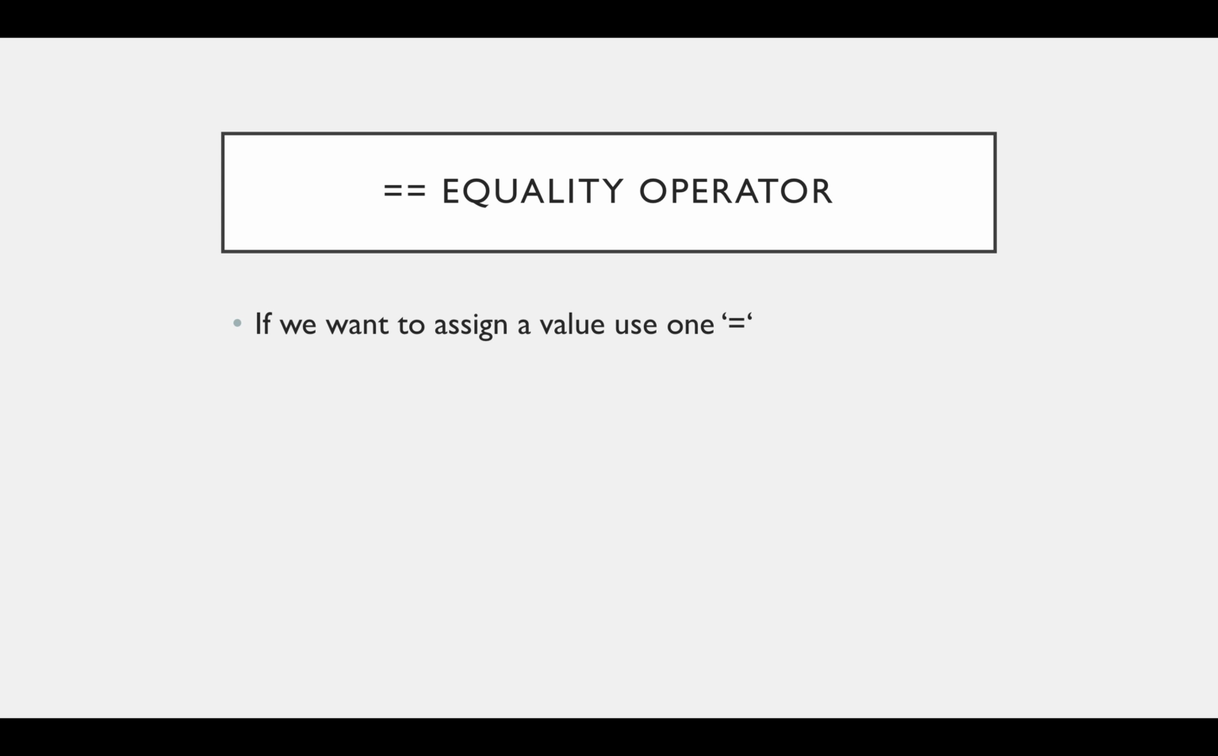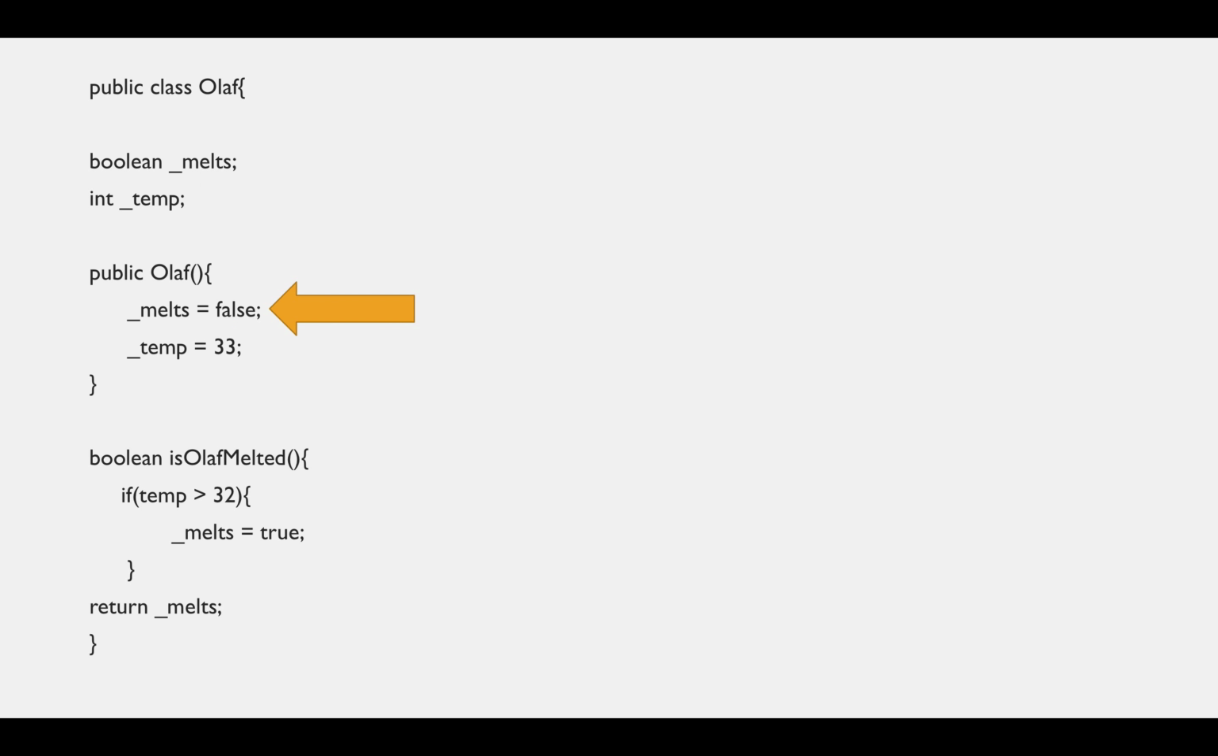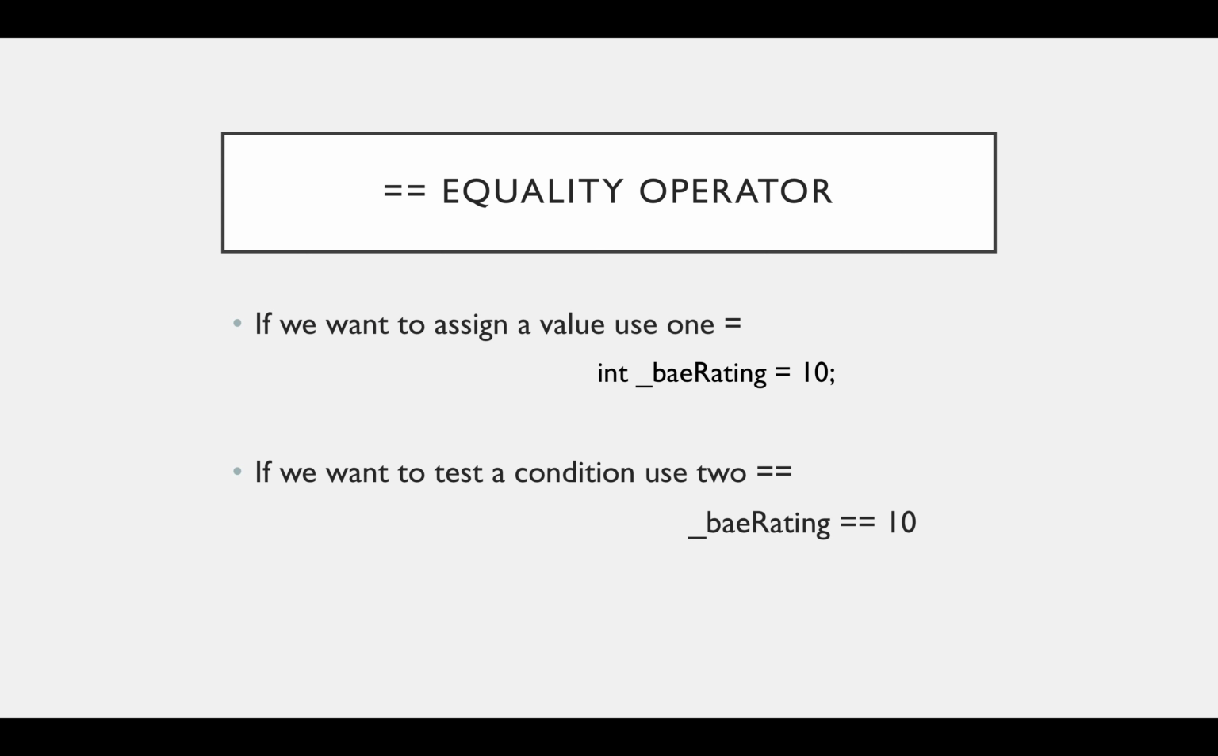Another important thing to think about when assigning conditions for if statements is the equality operator. When you're assigning a value to a variable, you use one equal sign. This is an instance where we assigned the value of false to melts, so we used one equal sign in the constructor. When you use two equal signs, it's called the equality operator. It means you're testing what a condition is equal to for a Boolean.